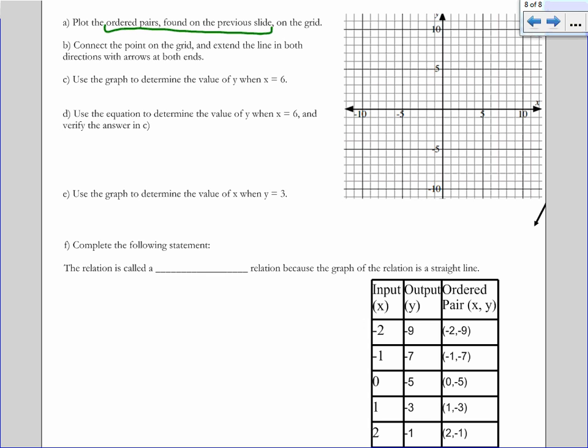So your input was -2, your output was 9, meaning I go 2 over and then 9 down for that point right there. That's your first one. Your second point is going to be 1 over and then 7 down. And then you're going to have 0 and 5. And then you're going to have 1 and -3. And you're going to have 2 and -1. And you notice that you've created 5 dots that are all in a nice line.